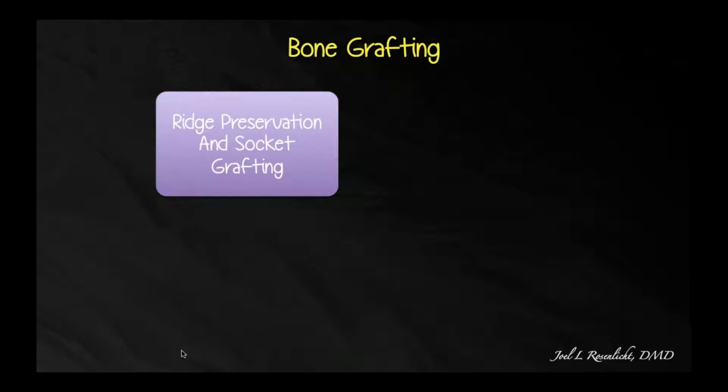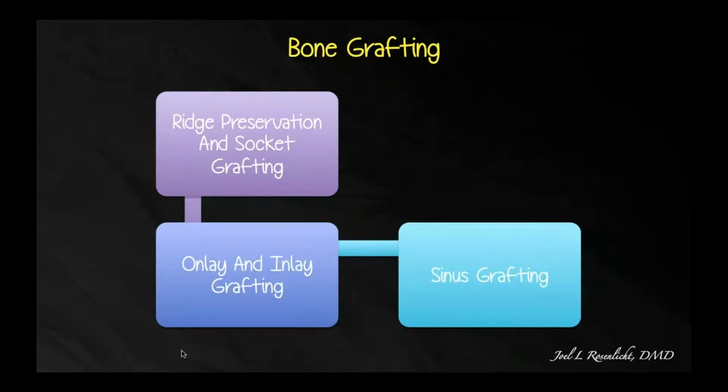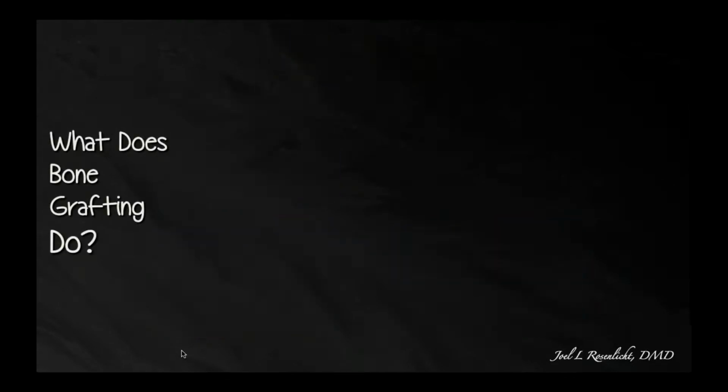Well, I think we're talking about ridge preservation and socket grafting. I think we're talking about onlay and inlay grafting and understanding the differences between those two things. And if we want to get a little bit more sophisticated, we can talk about sinus grafting, because these are the three most common intraoral grafts that we're doing for patients who may or may not be interested or want to have dental implants. And I think that's something that's obviously becoming more and more prevalent in all our practices.